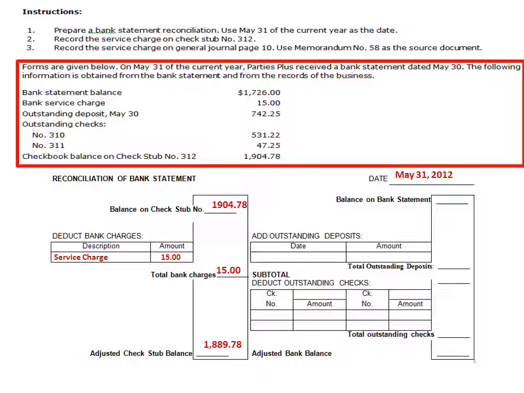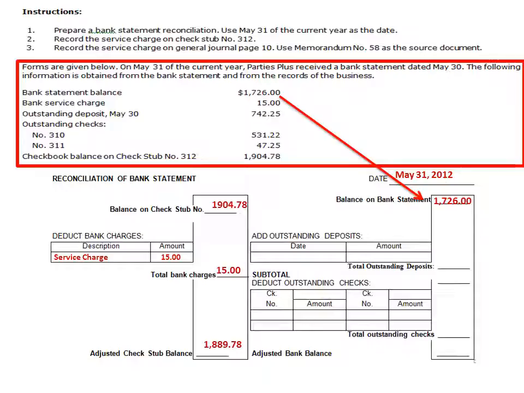Well, let's see if the bank agrees. The balance on the bank statement, if you take a look there, is $1726. We'll write that there. Do we have any outstanding deposits? Now, an outstanding deposit is a deposit that has yet to clear. Let's just say, on May 31st, this bank statement was printed. Let's say we're doing this on June 1st, or let's just say on May 31st in the afternoon after 1 o'clock, we deposited some items. That's how it could be outstanding.